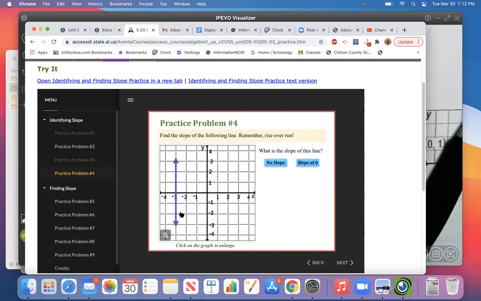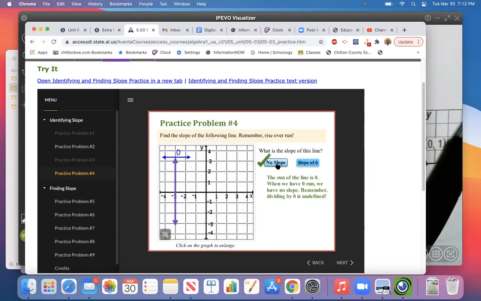Okay, this is an up and down vertical line. You rise whatever, but you run 0. If your 0's on the bottom, can't do it. It's impossible in your calculator. This is undefined. And they're going to say no slope. I'd rather you say undefined, but in multiple choice, I guess, could be no slope. I just like undefined a lot better.